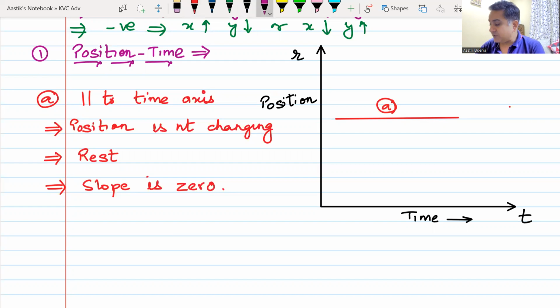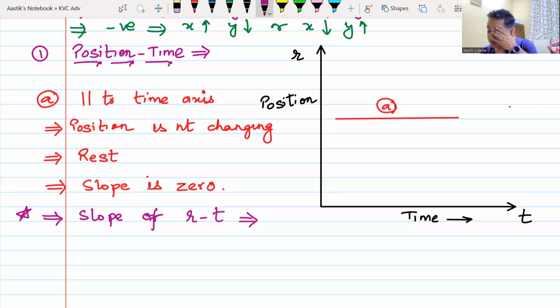Now, about this position time graph, we have to understand one important thing. The slope of the RT graph, RT means position time graph. The slope of position time graph gives us what? Yes, my dear friends, I'm waiting for your answers. What does the slope of the position time graph give us? Anjali says displacement. No, that is not correct.